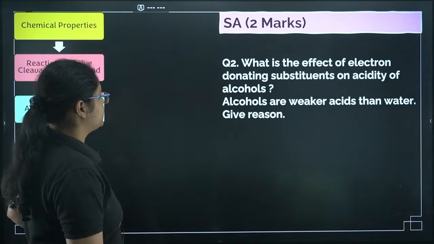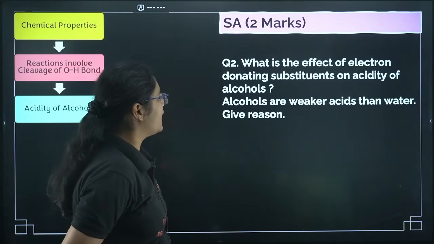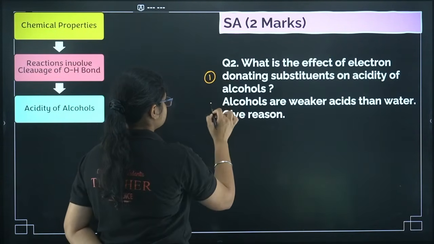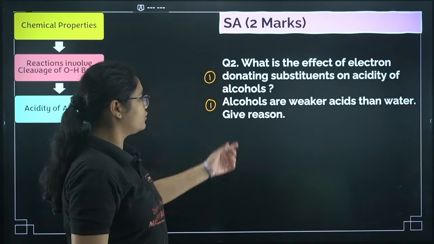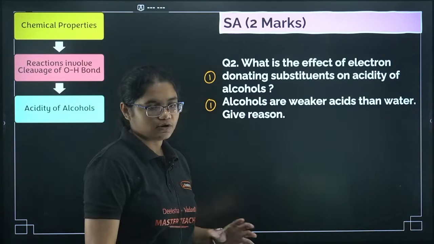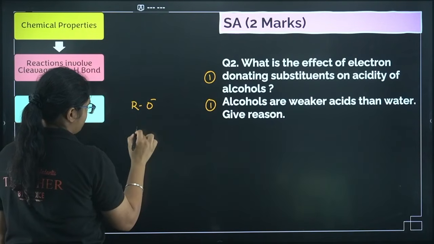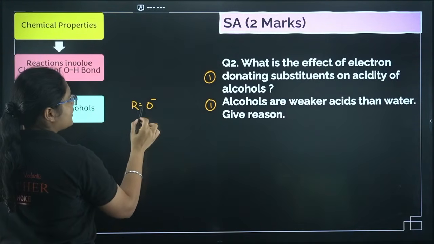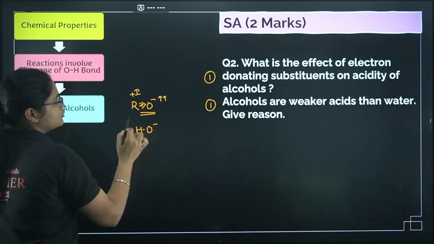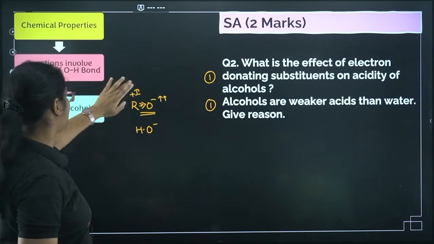Clear? Next question, what is the effect of electron donating substituents on acidity of alcohols? And next question, alcohols are weaker acid than water, give reason. So this is one question, and this is another, 2 marks. Electron donating group will decrease the acidity, that's the first part. Now see, if you consider alcohols, you will get RO minus, and if you consider water, it is HO minus. Now R is having a plus I effect, it will increase the electron density, and this conjugate base is unstable. So that is why alcohols are less acidic than water.